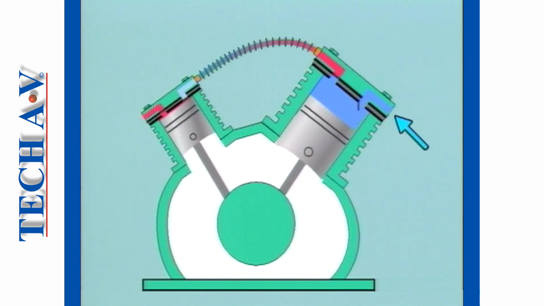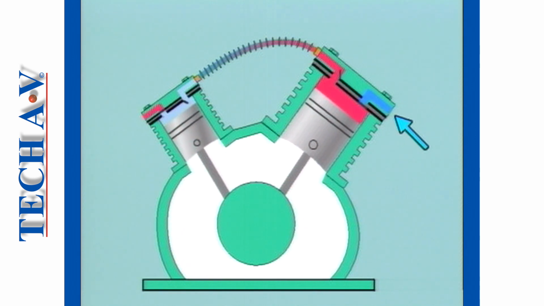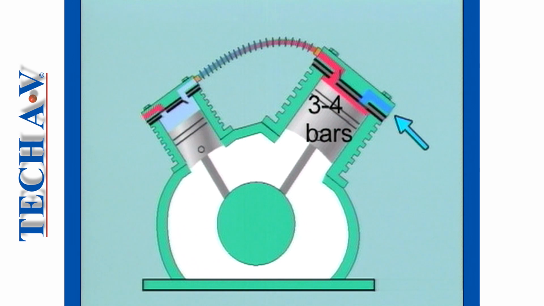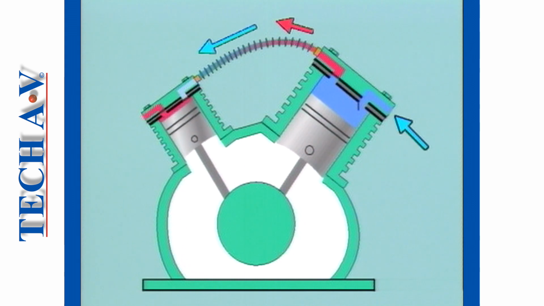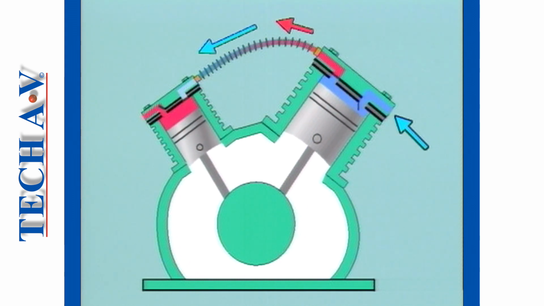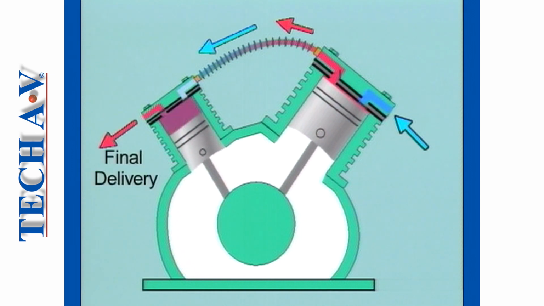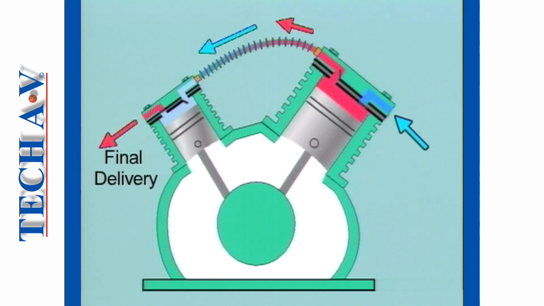Air is drawn from the atmosphere via an air filter into the low-pressure cylinder, where it is compressed to a relatively low pressure, typically around 3 or 4 bars, that is to say 45 to 60 pounds per square inch. This air is then discharged through an intercooler and then fed into the intake side of the high-pressure cylinder. Final pressure is achieved in the high-pressure cylinder, where the air is discharged into the system or the tank.